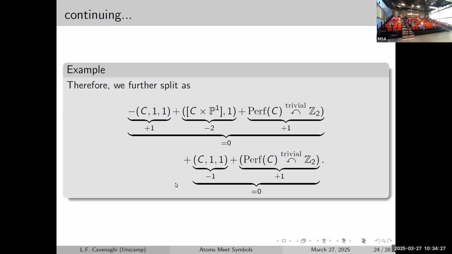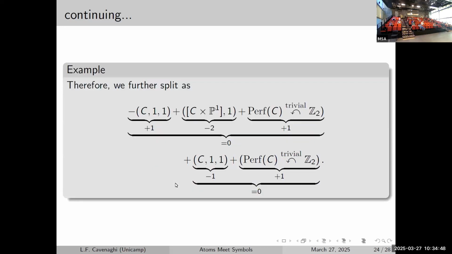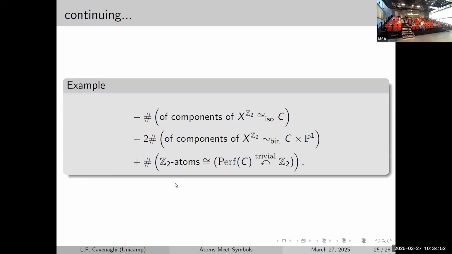For the surface, they have the weight 2. And to this perfect complex is 1. So when you have a formula such as this, you can guess. We attribute the weight 1 to components that are isomorphic to a curve, minus 2 to the components that are birational to C plus 1, because we have assigned there minus 2, and then plus Z2 atoms that are isomorphic. That's how we get the formula.